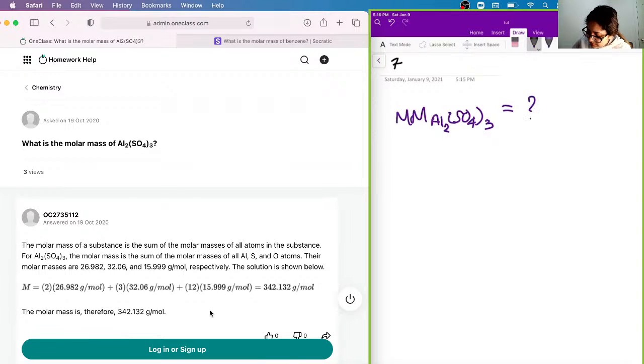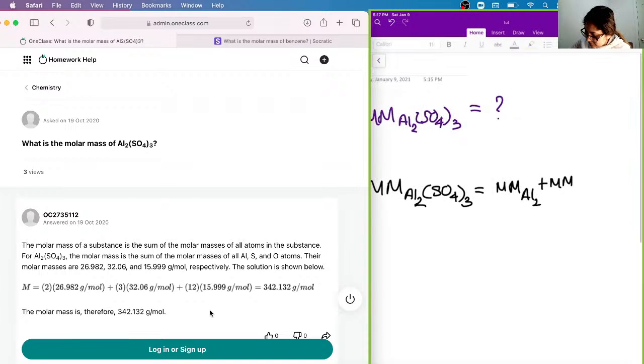What we're trying to find. So the molar mass, we break this down to the molar mass of aluminum sulfate, right? We break this down into the molar mass of aluminum plus the molar mass of, in this case, we have 3 sulfates, and we have 12 oxygen.